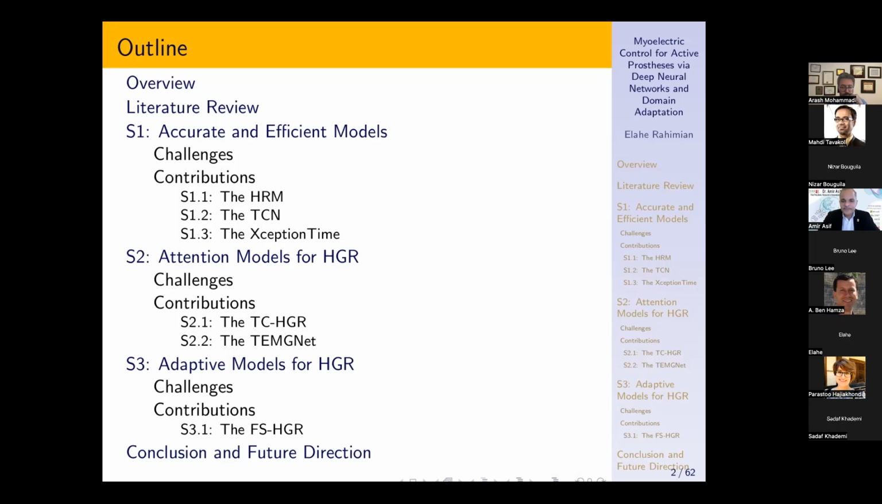First, I will define the problem, then I will briefly present the literature review, then I will present my thesis work in three main sections. In each section, first I will talk about the challenges, then I will provide the contributions that I have made, and these contributions will be presented again in several subsections.